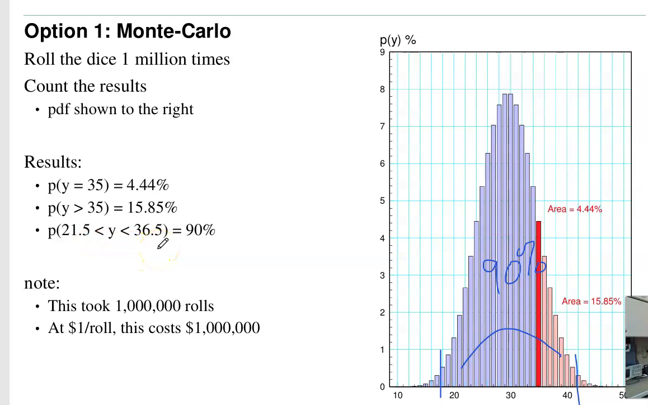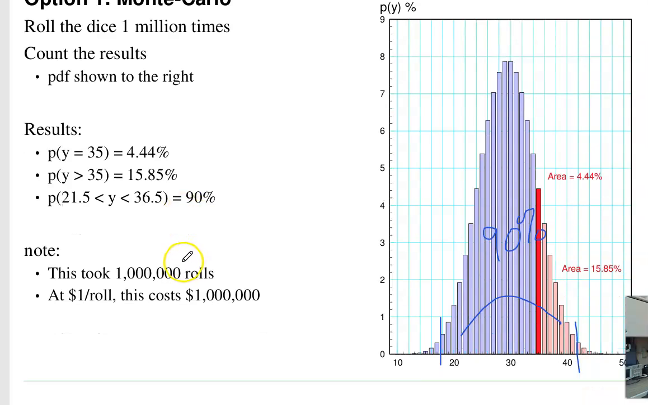That's Monte Carlo. Monte Carlo is nice because it doesn't really take any knowledge of statistics, but it can be expensive. If, for example, it cost $1 to roll the dice each time, that just costs $1 million. So sometimes that's just not practical.